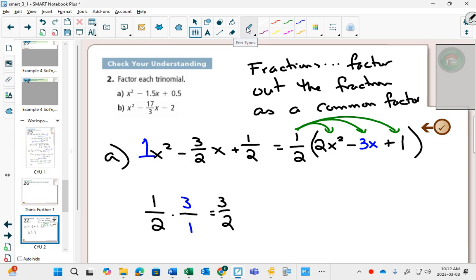So if you have a fraction or a decimal and it says factor, the main new step, new from grade 10, because you've not seen these before, is factor out that fraction as a common factor. Then keep that common factor out, and the rest we're going to see if we can factor like normal.